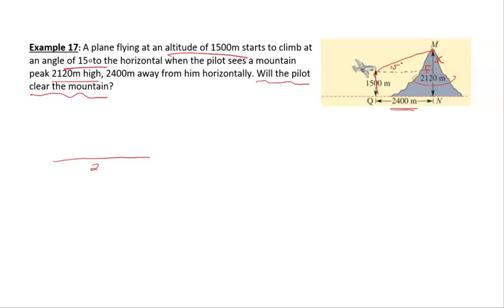I know that it's 2,400. I don't yet know what that is. It's some portion of 2,120 because I'm already 1,500 off the ground. So let's just remind ourselves that we're already 1,500 off the ground. That's just a little reminder. And here we'll do a connection, and our angle that we're moving from this point, 1,500 meters off the ground, we're going to go up 15 degrees.